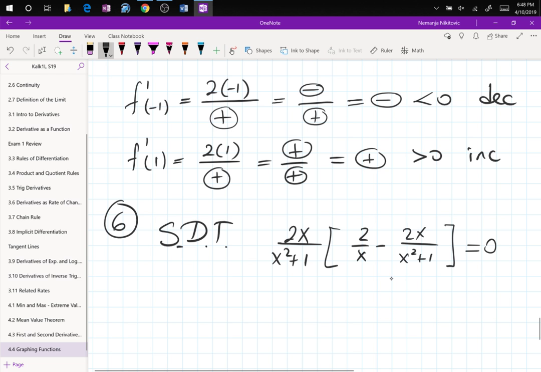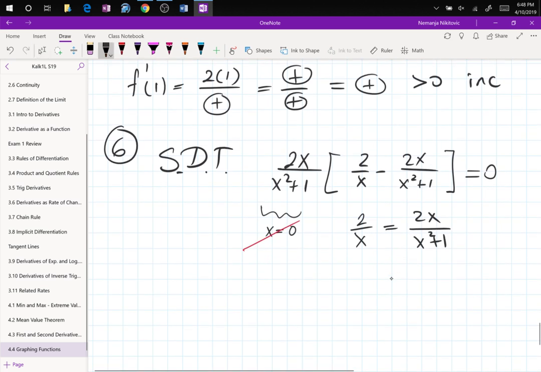Now the first calculation here is going to give us that x is equal to 0, but we have to drop it because we know that it's a minimum. It can't be an inflection point at the same time. The second part, 2 over x equals 2x over x squared plus 1, is the one that we have to compute. Cross multiply, we get 2x squared plus 2 is equal to 2x squared. These drop, and I get 2 equal to 0, which cannot be. So I have no values to partition on, just one partition.